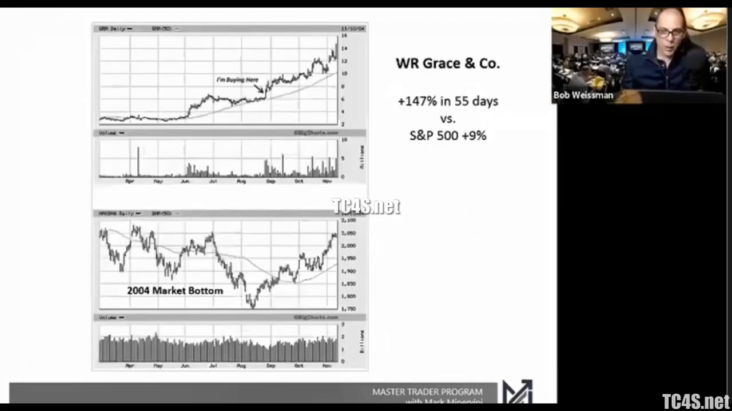Now, WR Grace, this was another one that was a big winner for me. It went up 147% in 55 days. I didn't get that whole move, but I got a pretty nice chunk of it. During that same period, the S&P 500 was only up 9%. I mean, you want to talk about leverage? That's like 15 times the market, right? That's what I'm talking about, getting the leverage, buying at the exact right time, coming out of the proper setup and buying as it emerges.